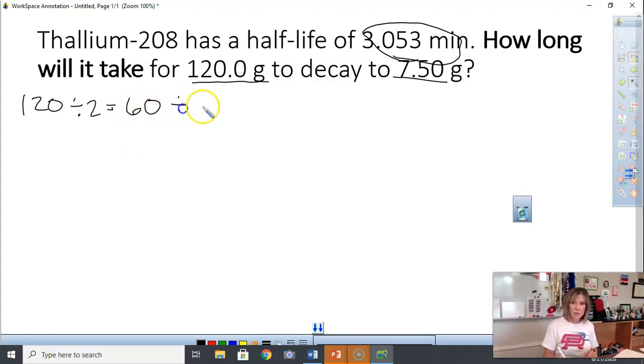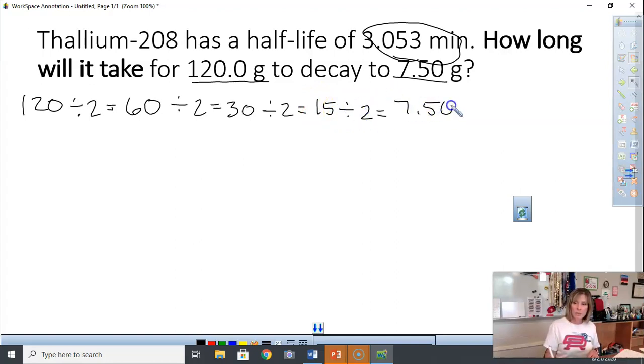Divide that by 2 is 30. 2 half-lives. Divide that by 2, 15 grams. 3 half-lives. Divide that by 2, I have my 7.50 grams. How many times did it decay? It decayed 4 times.